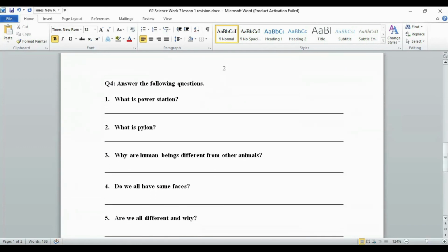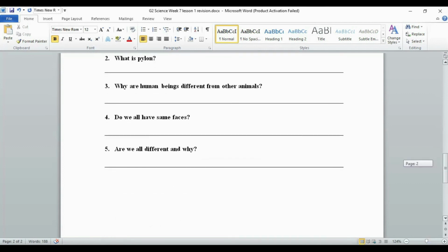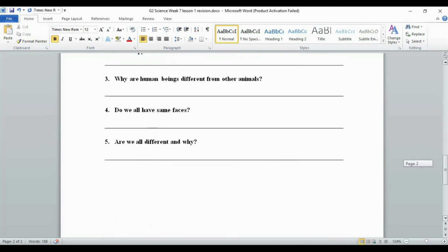Question number 4 is answer the following questions. Number 1 is what is power station? Number 2, what is pylon? Question number 3, why are human beings different from other animals? Question number 4, do we all have same faces? Question number 5, are we all different and why? You are going to tell the reason why we can say that we all are different.